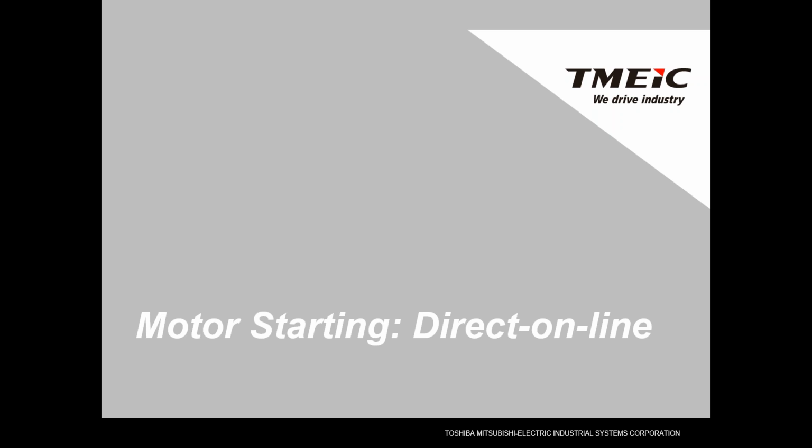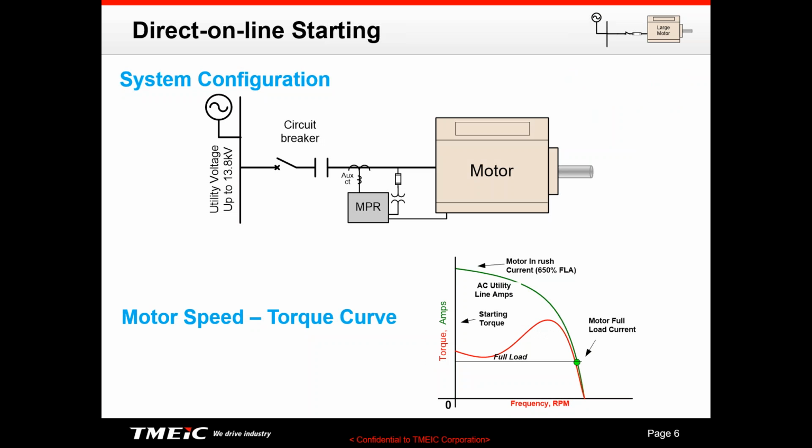Okay, direct online motor starting method. This is a typical system configuration for motors running directly online. You have utility voltages up to 13.8 kV. In the North American market, typically you see 4160 volts or 6.6 kV, all the way up to 13.8 kV. And in some older installations, you may see 2.3 or 2.4 kV.